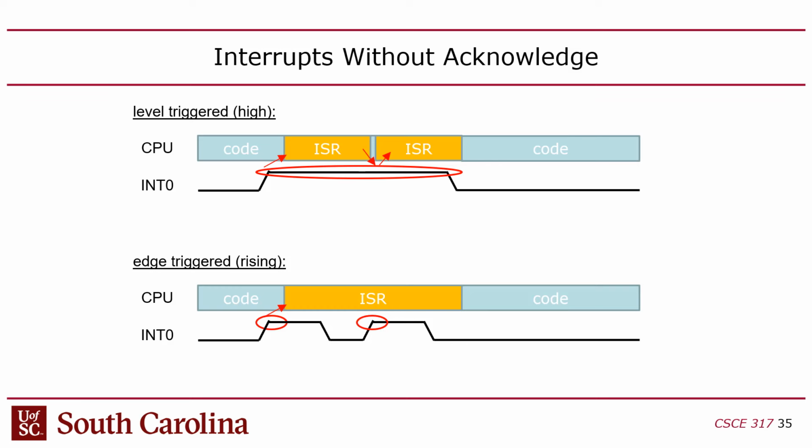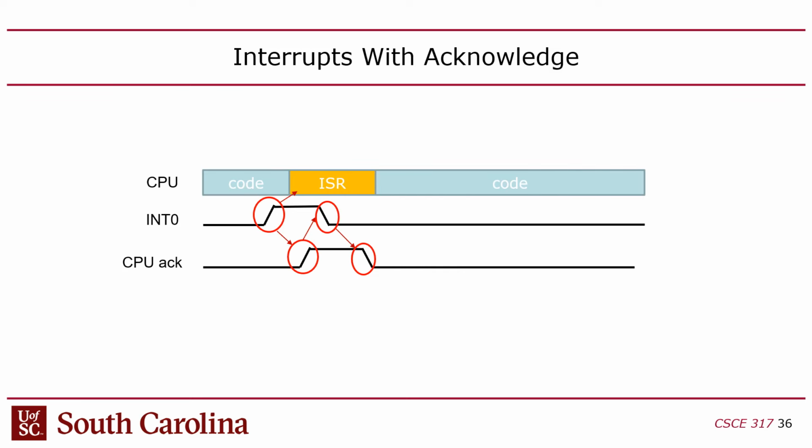That's the issue with that scheme. So a way to fix that is to have an acknowledgement that comes back from the CPU to the peripheral. Now, this depends on the CPU. As I mentioned, the Atmel chip does not have this. But the Nios processor that you use in 313 does have this. It has an acknowledgement mechanism.